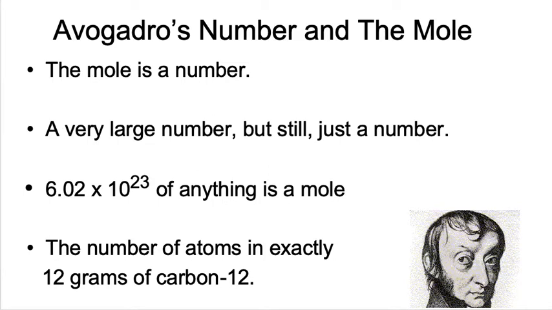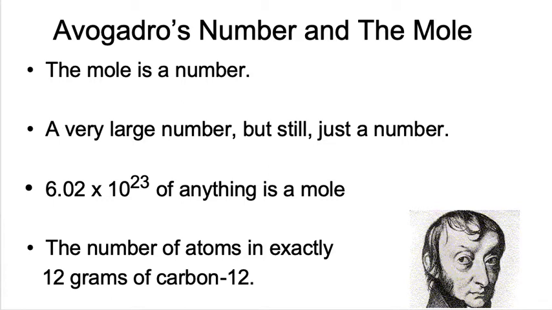So we're going to be using Avogadro's number. Avogadro's number is also called the mole. Avogadro was a scientist who came up with this concept. And the mole is a number. It's a number kind of like a dozen is a number. We know that a dozen means 12. And so if someone asked for a dozen eggs, we know that they mean they want 12 eggs. Or if they said they want 2 dozen eggs, we know that they want 24 eggs.